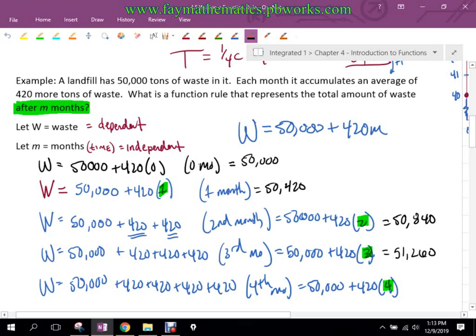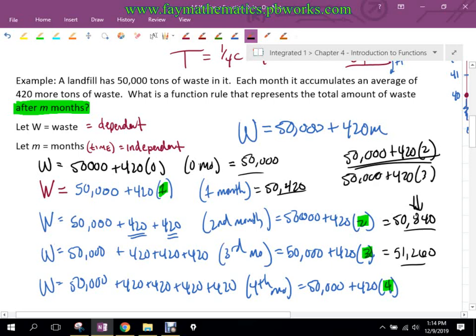I can keep going as many months as I want, but that is one way of us finding out how much is left over or how much is in my landfill, right? Is using this formula. Could I plug in 2 here and make sure that formula produces that number right there? That make sense to everybody? Could I plug in 3 and make sure that it produces that number right there? And that could be a guarantee.